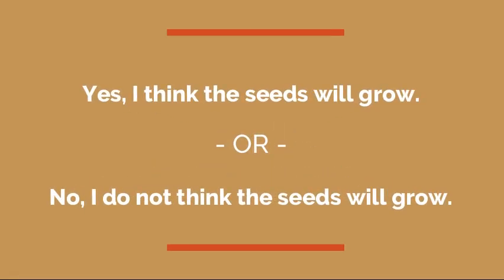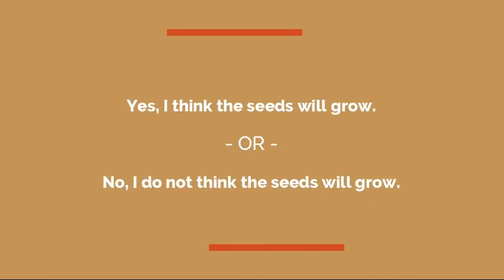Flip your piece of paper over. On the back of the diagram we created earlier, we're going to write our prediction for this experiment. You can predict, yes, I think the seeds will grow, or no, I do not think the seeds will grow. Go ahead and pause this video while you write down your predictions, and then we'll be ready to continue.